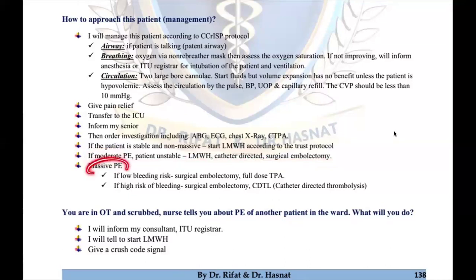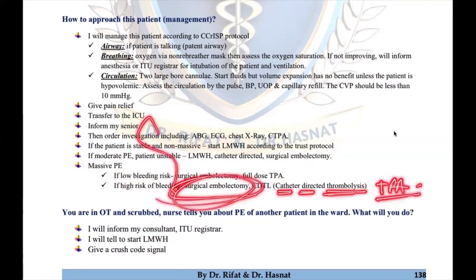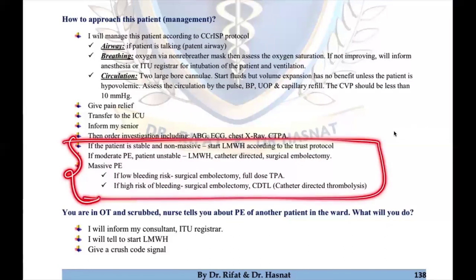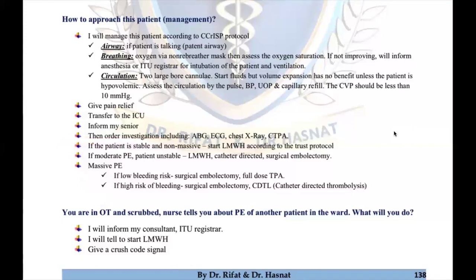Embolectomy is possible. Okay. If it is massive, it is divided into how many types? Two types: low risk of bleeding and high risk of bleeding. If low bleeding risk, surgical embolectomy or full-dose systemic tissue plasminogen activator IV. And if the patient is at high risk of bleeding, then we go for catheter-directed thrombolysis by tissue plasminogen activator and surgical embolectomy. So this is the management of this patient, and they will definitely ask only this portion. Did you get my point, Bhaiya? All of you, please tell me. Yes.